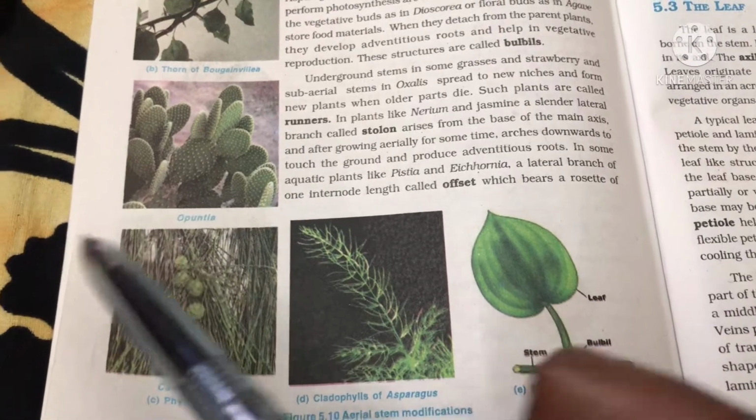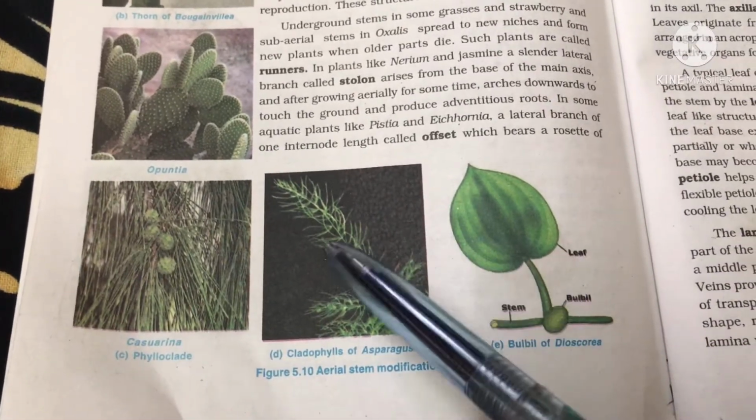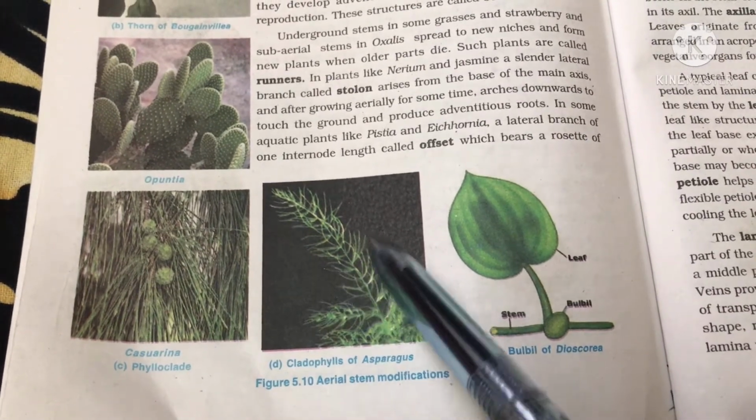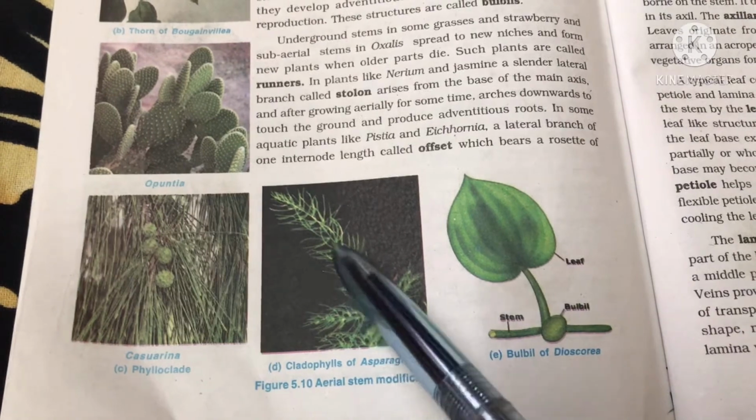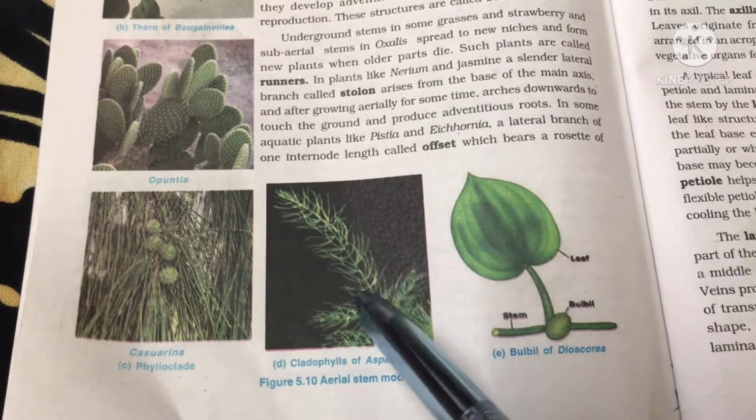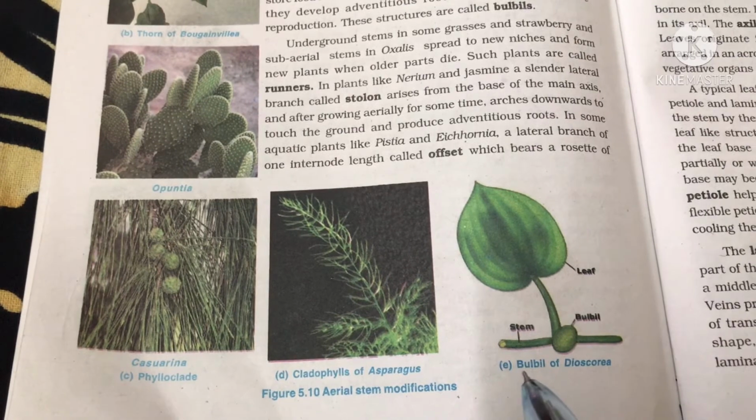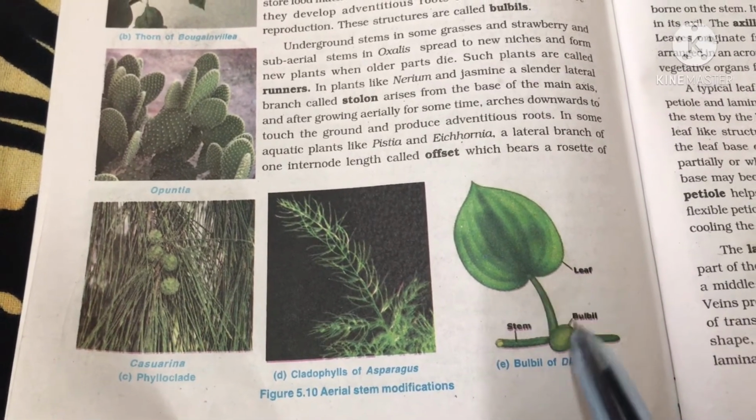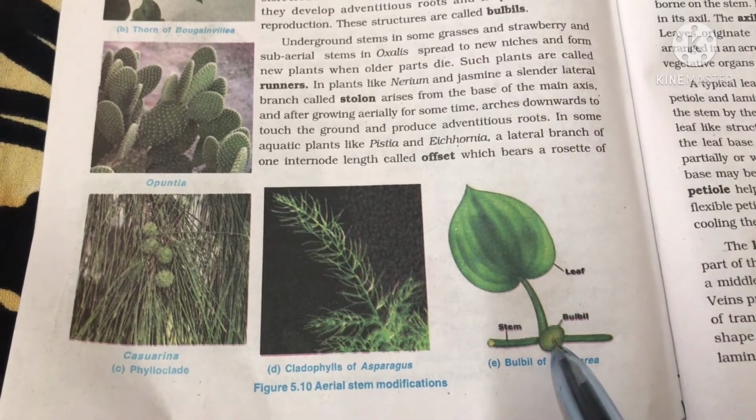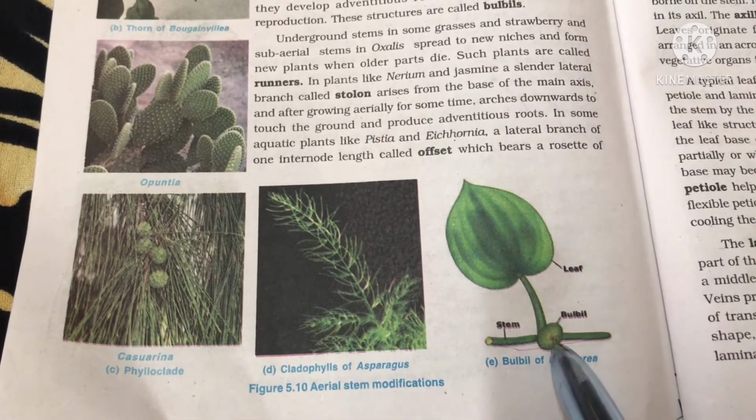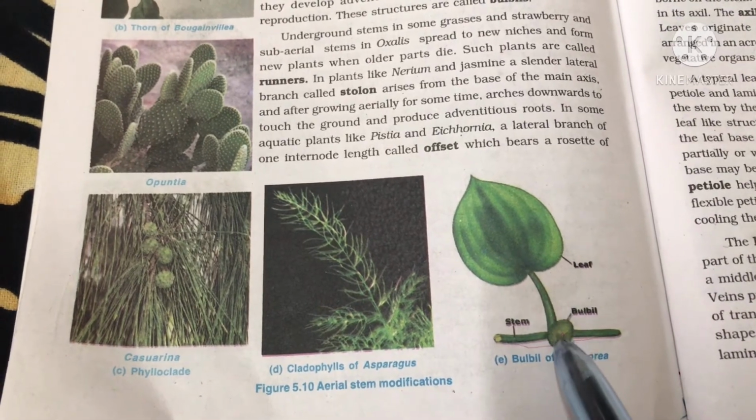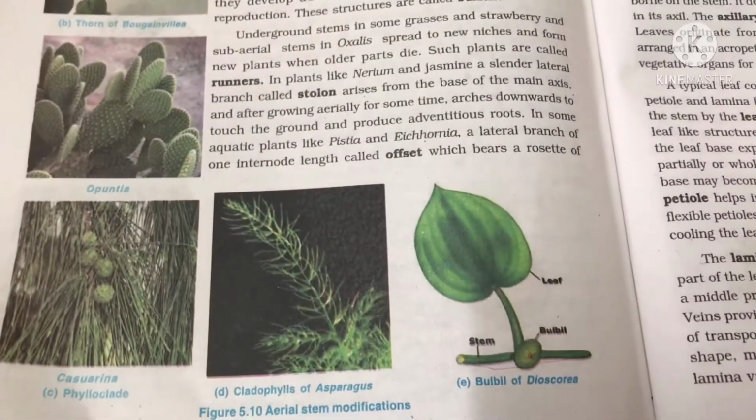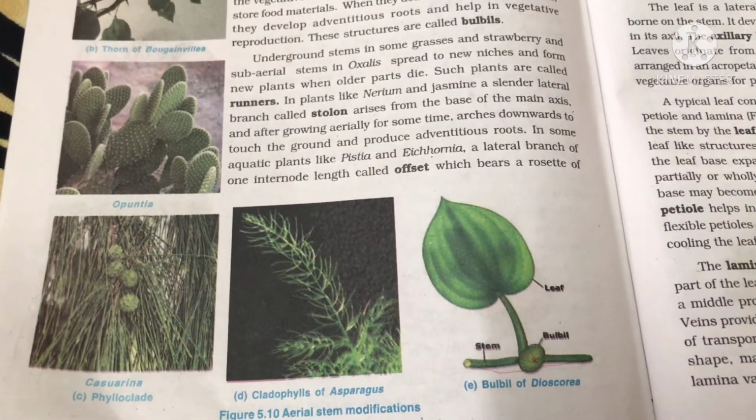Okay, then coming to the next one, cladodes of asparagus. These are hair-like structures. These green colored hair-like structures are for photosynthesis. Then the fifth one is bulbil of Dioscorea. Here, see, this is the stem portion. It produces a bulb-like structure. This bulb-like structure later produces the leaves, and sometimes it is used for vegetative propagation.